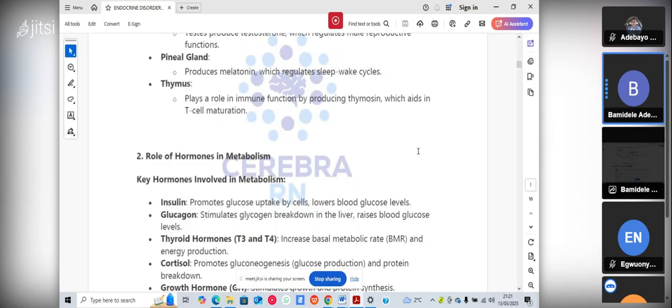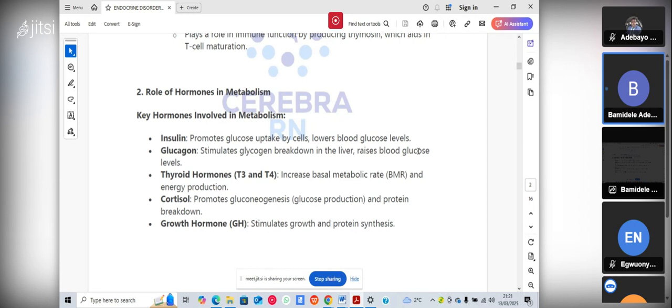Okay, moving on, we want to talk about the roles of hormones in metabolism. These are things we've talked about already. We have insulin, which is very common. It helps to lower the blood glucose level. Glucagon is the opposite of insulin, so it elevates the blood sugar. We have the thyroid hormones T3 and T4. I need to mention that the thyroid hormones do not only help in growth, they also function in basal metabolic rate.